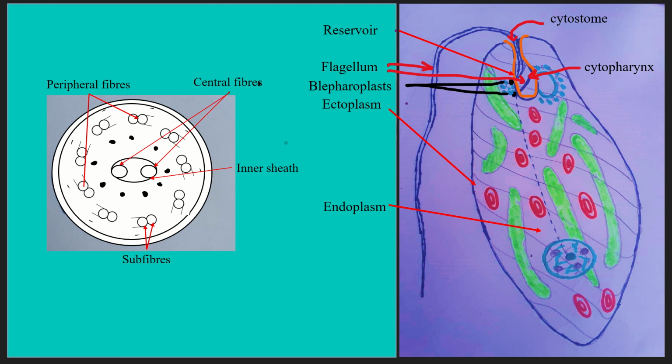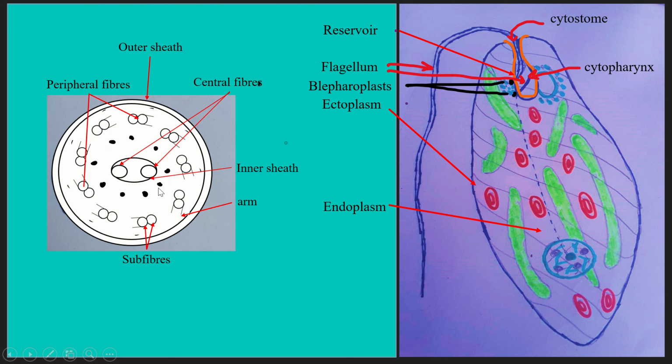Then, from each peripheral fiber, one of the two subfibers bears a double row of short projections that are called arms. All the arms are pointing in the same direction. We can find in this diagram that all the arms are pointed towards the same direction.